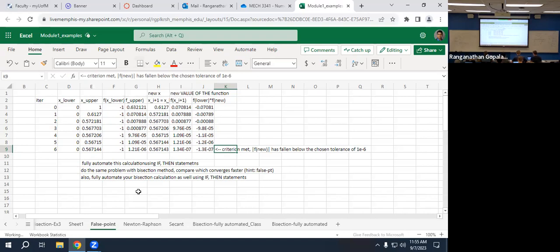All right, so time to make a comparison. Same problem, the same equation: f of x is defined as x minus e power minus x equal to 0. We have our bisection method, and we have our false position method, and Newton-Raphson, and what else? Secant method.